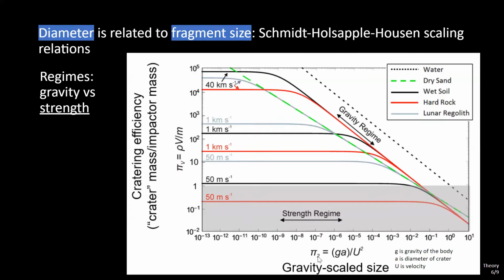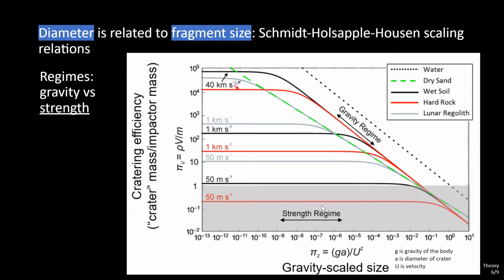This is gravity scaled size, so g is the gravity of the body, a is the diameter of the crater, and u is the velocity. And then up here we have the cratering efficiency. It's the mass that used to take up the space that is now the crater, which has been displaced, divided by the impactor mass, so the mass of that projectile.